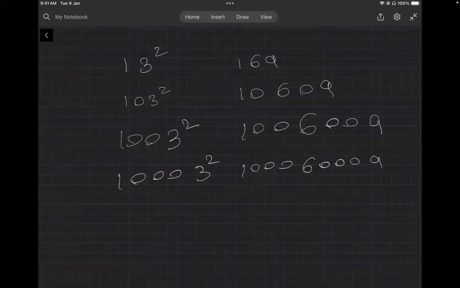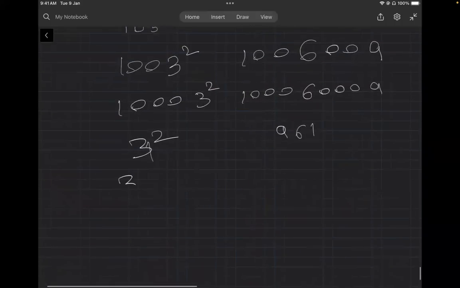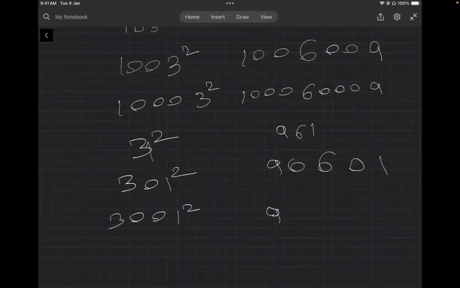Now, another thing I want to ask you is, what is 31 square? 31 square is 961. What is 301 square? 301 square is, yes, 90601. What is 3001 square? It is 9006001. Okay. Now you can see these patterns.